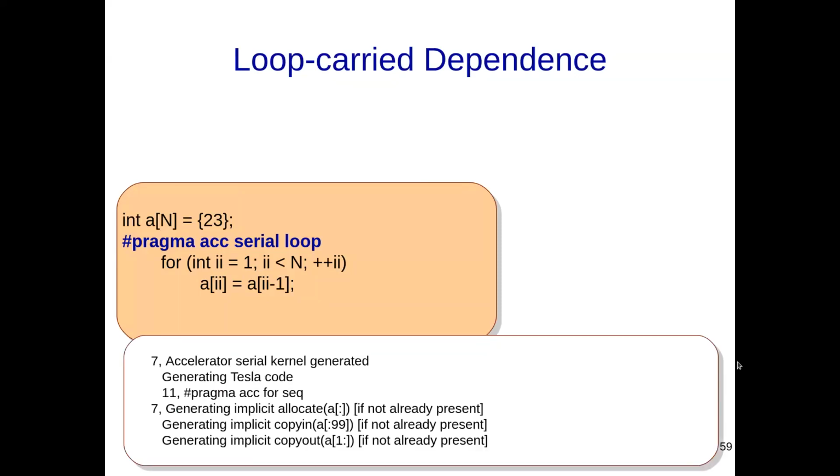Let's say I compile it using our PGCC, and I get some sort of output, and you can notice line 11, hash pragma acc for sequential. So it is generating Tesla code. That means it is going to run on an accelerator, and it is going to run sequentially. So this part is okay. What is the output of this code? Output meaning what is the value that the array contains at the end of this execution.